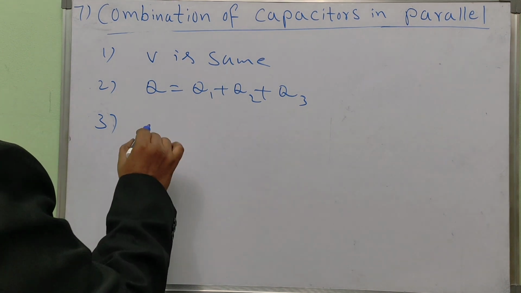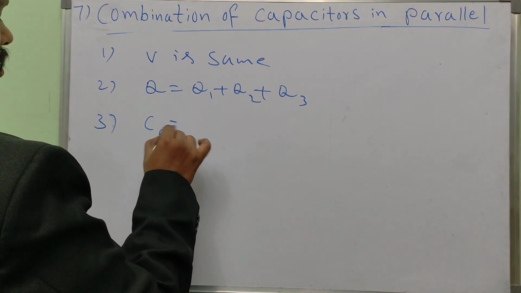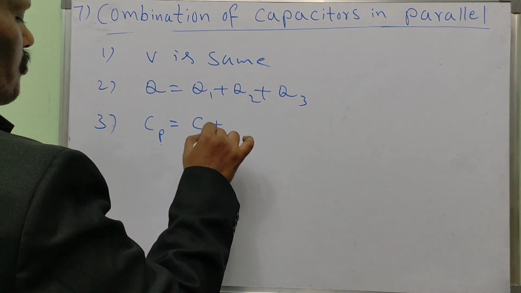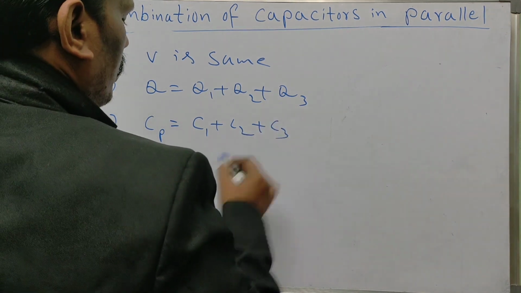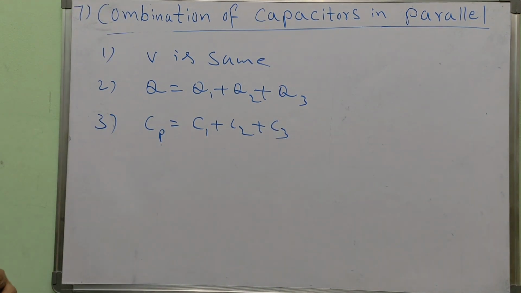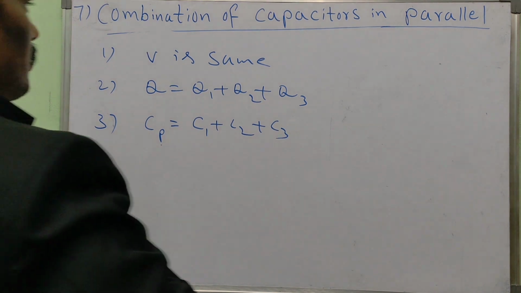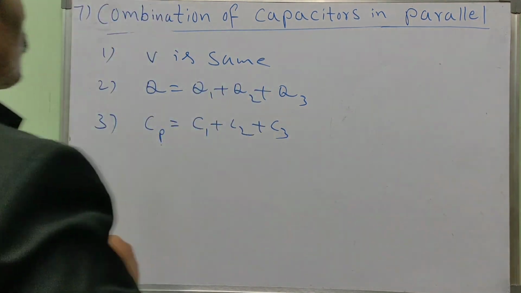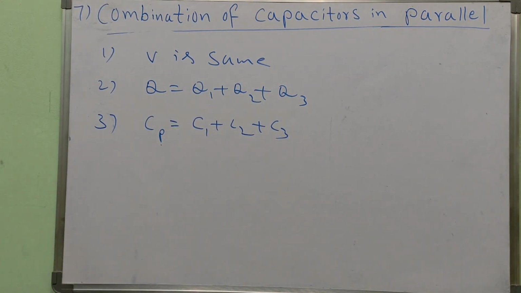Third one, equivalent capacitance value. Simply addition of the three individual capacitors will give the equivalent capacitance when connected in parallel. Cp is equal to C1 plus C2 plus C3. That's all. These are the three points we need to remember in combination of capacitors in parallel.